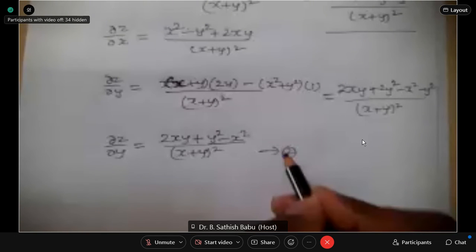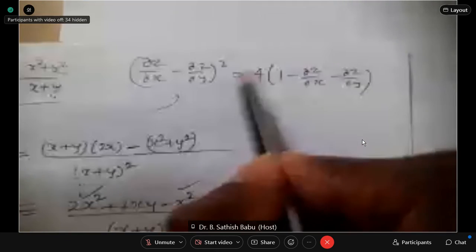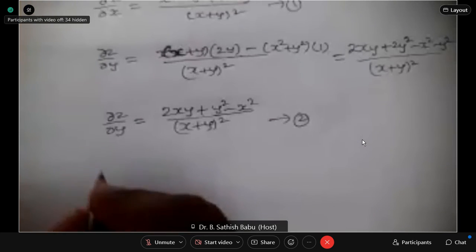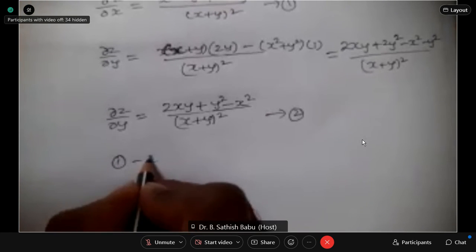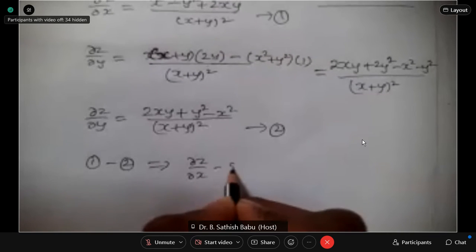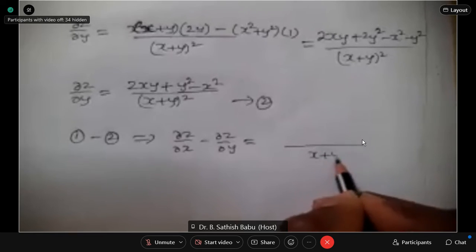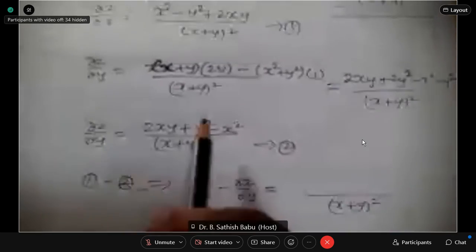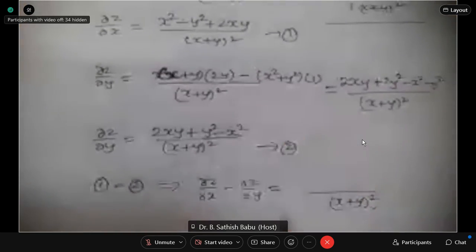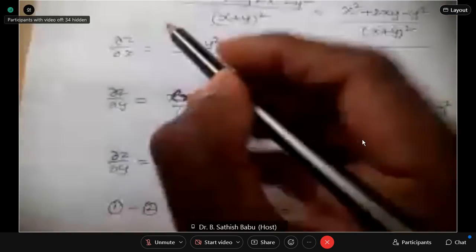Yes, sir. I have got both dou z by dou x as well as dou z by dou y. Let me subtract them and then square it. If I take 1 minus 2, what will happen? I will get dou z by dou x minus dou z by dou y is equal to. Can we say the denominator quantity in both equation number 1 as well as 2 are the same? Yes, sir. Okay.